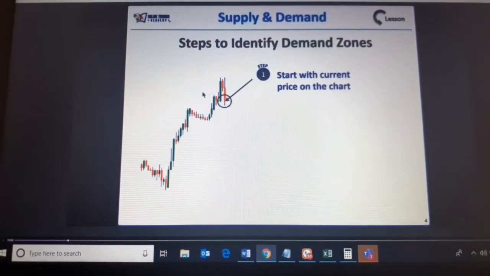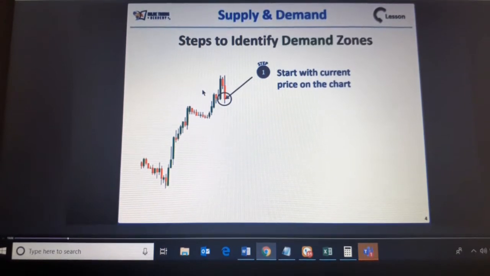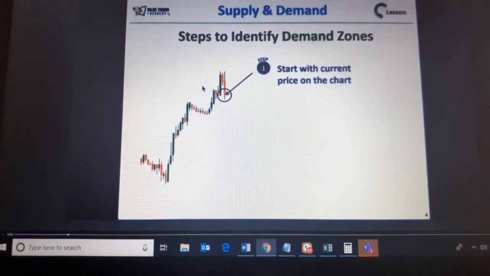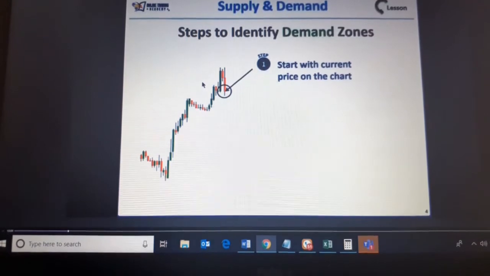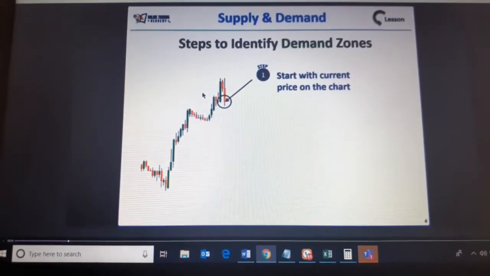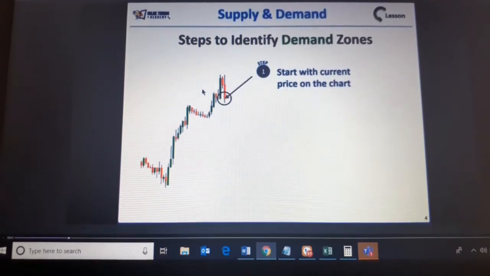So what is the first step? You have to start with the current market price on the chart. Now please pay attention over here. What are the steps to identify demand zones? Start with the current price on the chart.